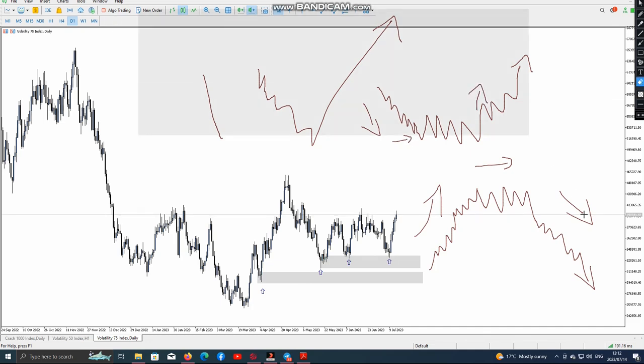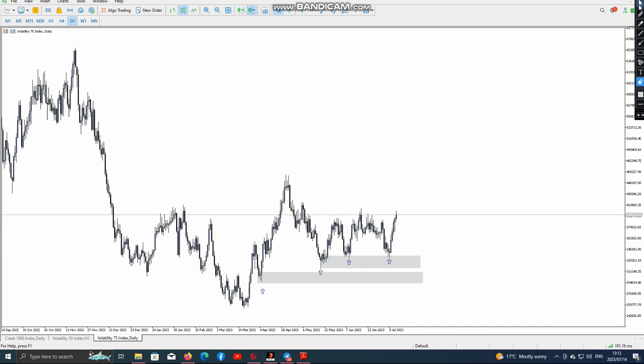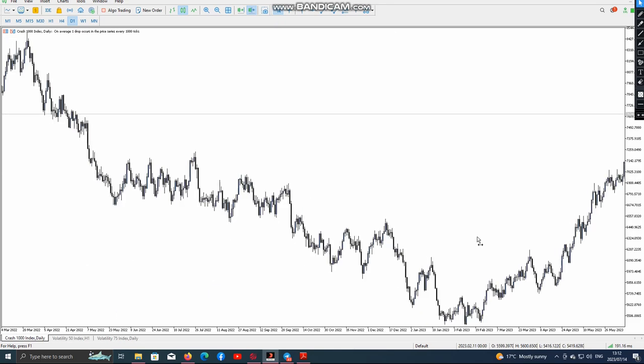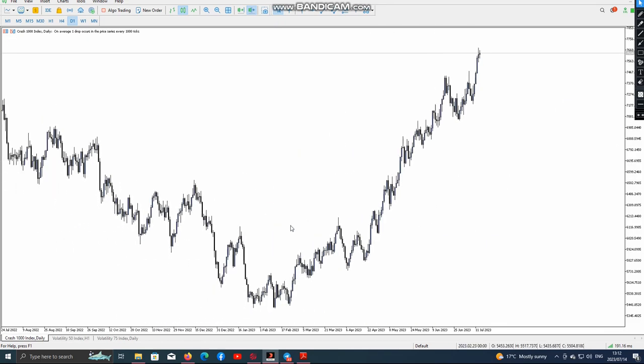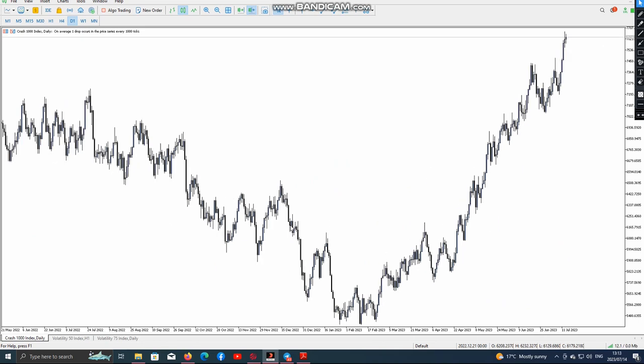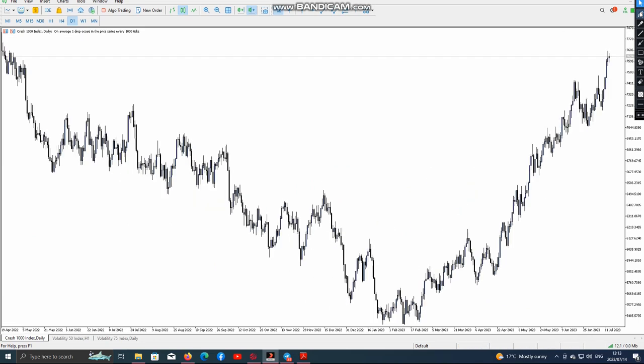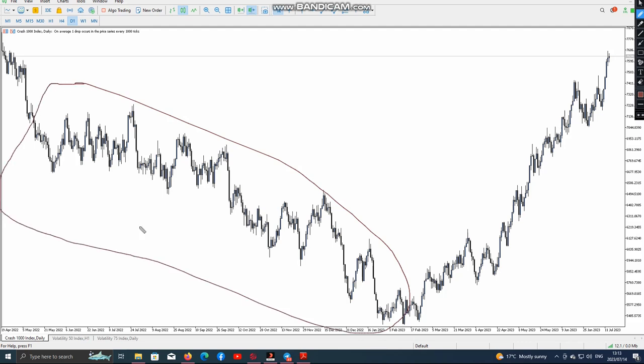So now let's check for another. Maybe let's go to crashes. I just want to show you that these things, they work everywhere. It's just a matter of you understanding and being able to identify them. So another one here, you see, this was a downtrend. It's just that I'm trying to save time. So this was a downtrend.